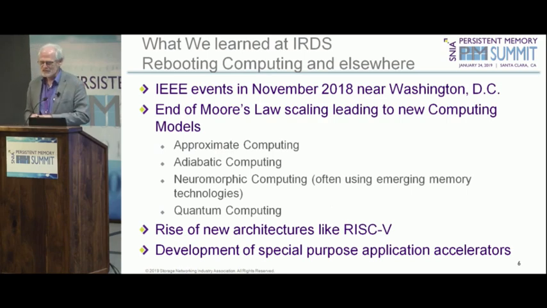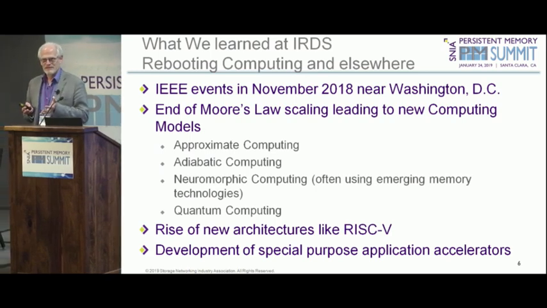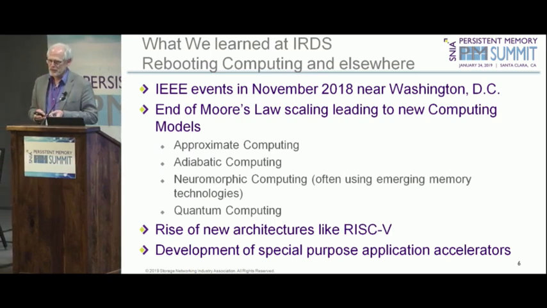Here are the names of some of these: approximate computing, where you don't get exact results and it's good enough. There's adiabatic computing, which actually is related to quantum computing, relating some of the thermodynamic principles there. Neuromorphic computing. And what's really interesting about this is they're often using these emerging memory technologies to emulate a synapse, sort of the functions of the synapse in the brain.